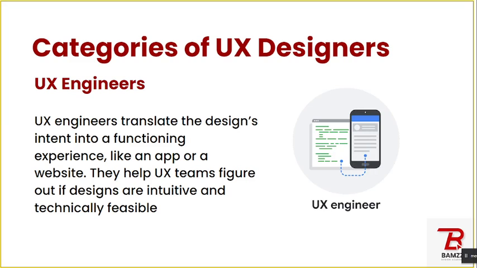Then moving on to the next one is the UX engineer. Although they are not actually UX engineers, in UX design we call them UX engineers. They are the developers. They develop whatever instructions you design for them and make it live. They just code it, make everything work, and that's it. UX engineers translate the design's intent into a functioning experience like an app or a website. They help the UX team figure out if designs are intuitive and technically feasible. That's the work of UX engineers.